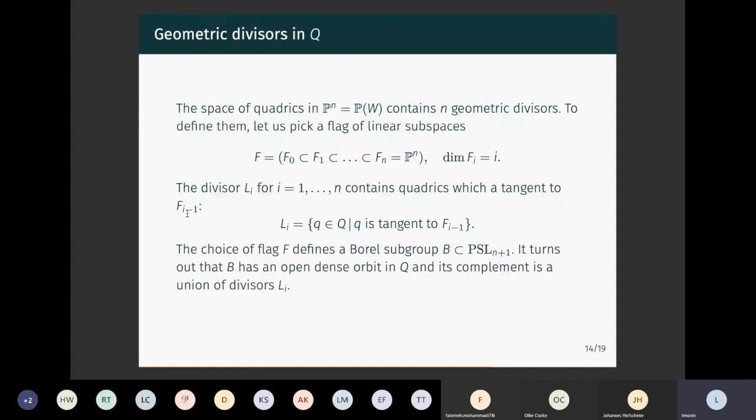You can also construct this divisor slightly differently. The choice of a flag defines a Borel subgroup inside PSL(n+1), and it turns out that this Borel subgroup has an open dense orbit inside Q, and the complement of the open Borel orbit in Q is a union of n prime divisors, which are exactly the Li's.